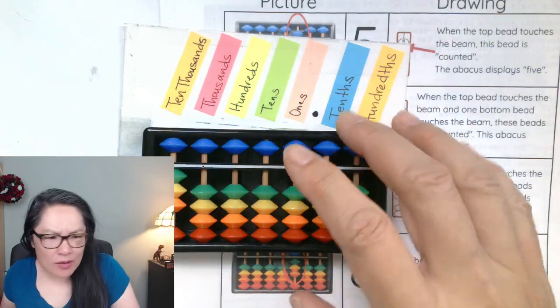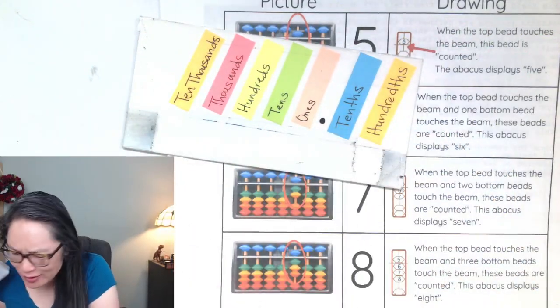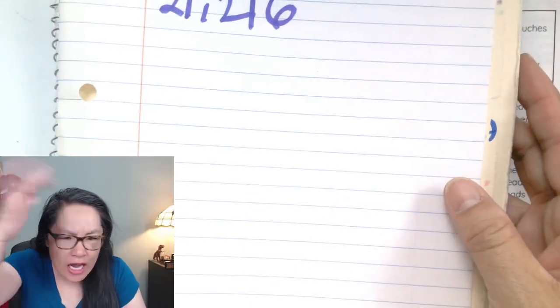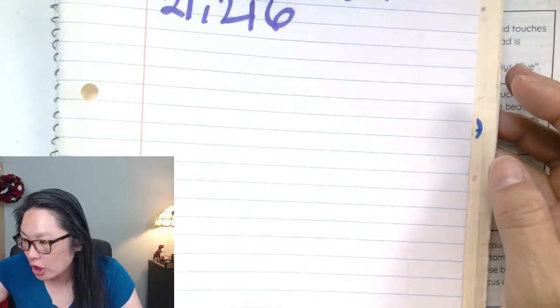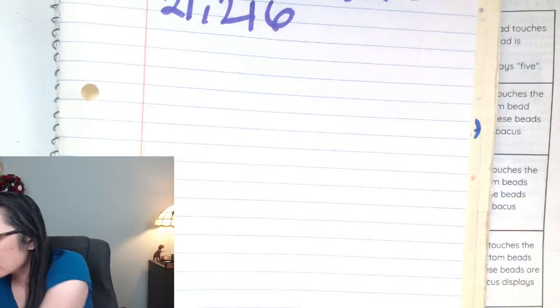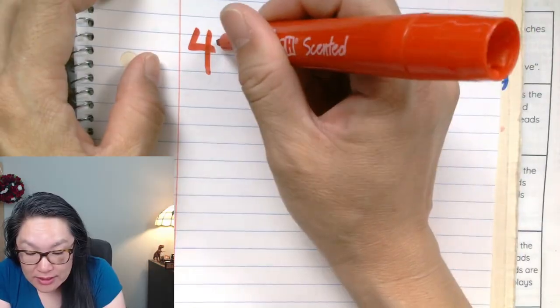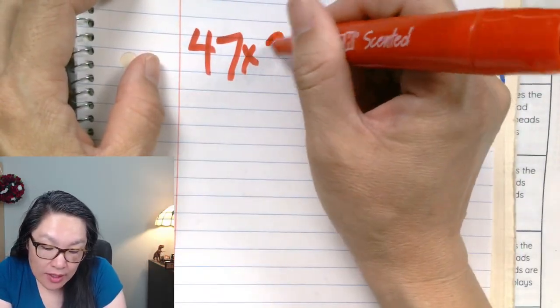Everybody always wants to know how to multiply. I don't understand why everybody always wants to learn how to multiply first. It's like we jump through everything. It's like, just tell me how to multiply. It's like, well, you need to learn how to add. But that's okay. We can do it. Let's do it. All right, let's do it. Okay. So the first thing we're going to do is, let's do 47 times 3.